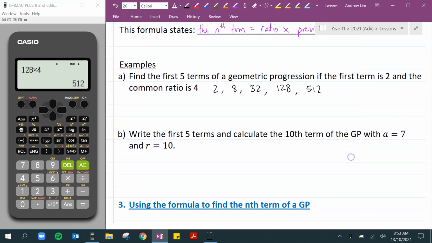Alright, question B. Write the first 5 terms and calculate the 10th term of the GP with A equaling 7 and a common ratio equaling 10. So first term is 7. Second term is 7 times 10. Next one times 10, times 10, times 10. Okay, so these are our first 5 terms. We can see that the pattern here is just times 10. And the fifth one has 4 zeros. So the question here says, write the 10th term. Well, the 10th term will just be 7 with 9 zeros.